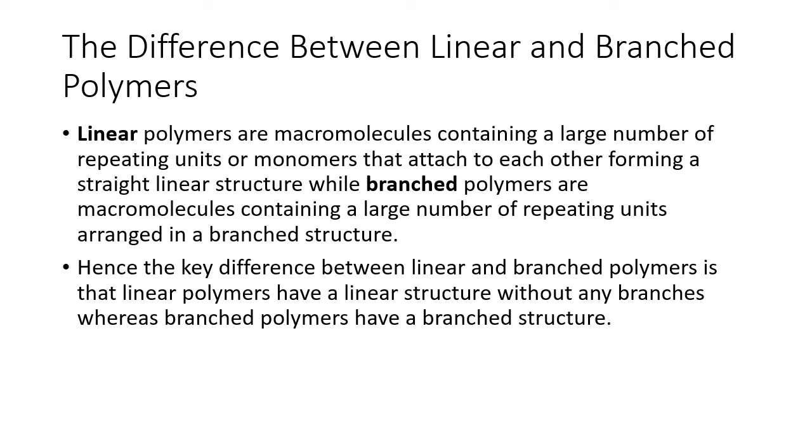Okay? As you know that I told you about the tacticity in the linear polymers. They may have pendant groups or the side groups either in a random manner or on one side of the backbone, or on both in an alternating pattern. But they are not branched. While in the branched polymers, they have a large number of repeating units arranged in a branch structure. That's why they are branched.